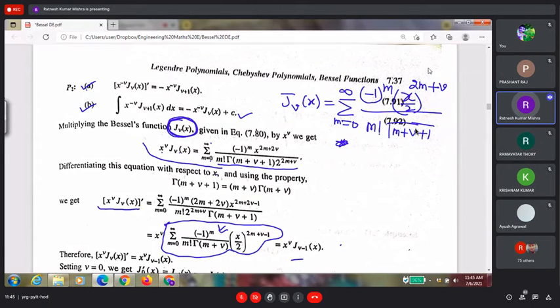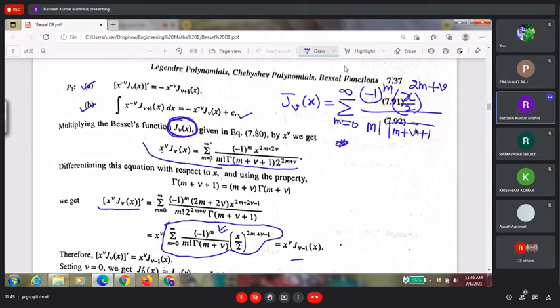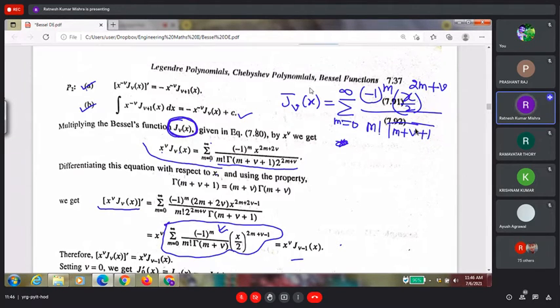So just remember this formula for Jv(x). By remembering this formula, you can solve everything in the Bessel function. Similarly, for x to the power minus v Jv, multiply by x to the power minus v and differentiate with respect to x. Then you can solve it, so do it like that. This is the P2.